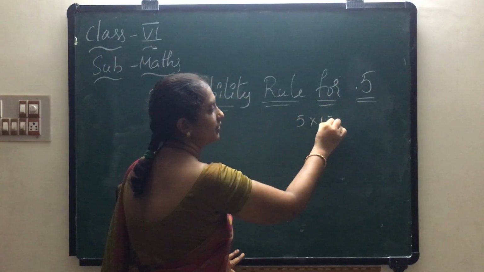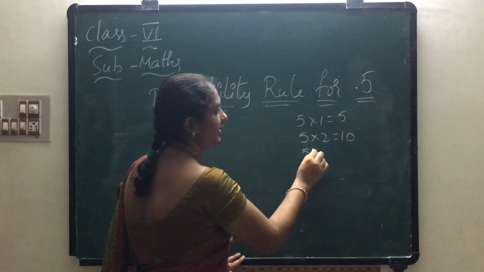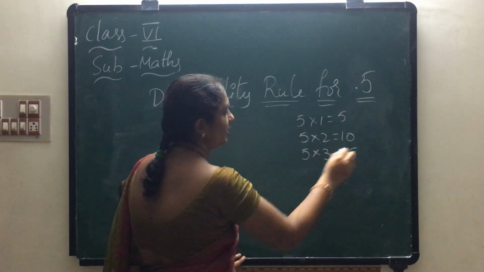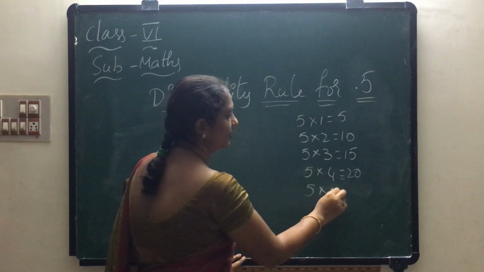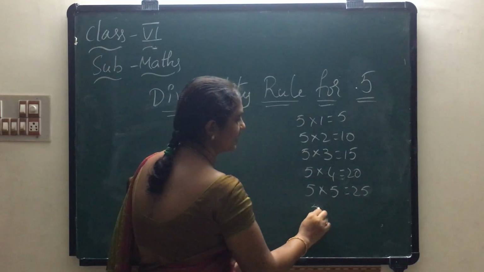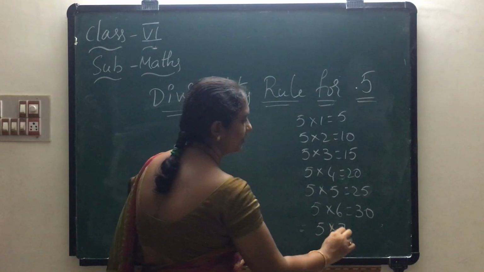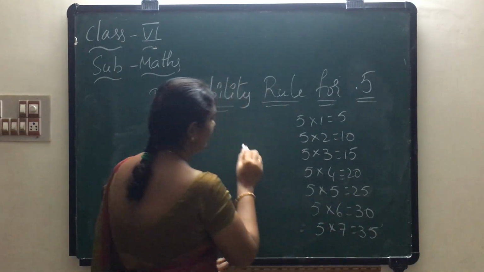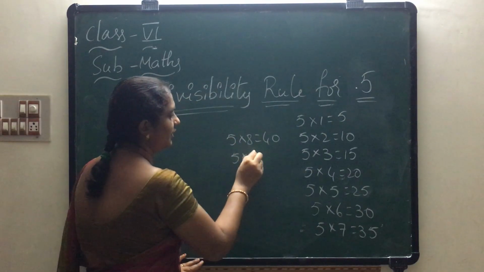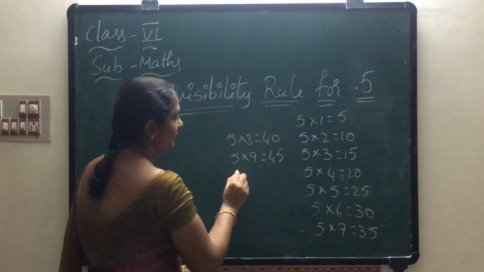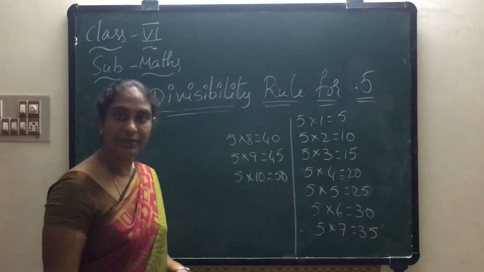5 ones are 5. 5 twos are 10. 5 threes are 15. 5 fours are 20. 5 fives are 25. 5 sixes are 30. 5 sevens are 35. 5 eights are 40. 5 nines are 45. 5 tens are 50. Why did I write the 5 table here?